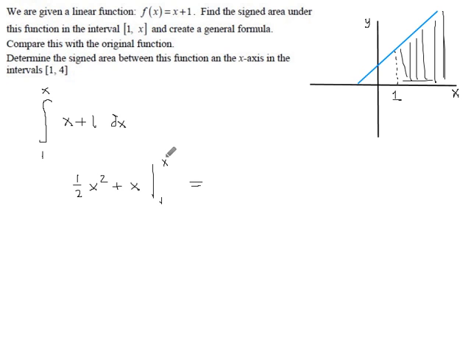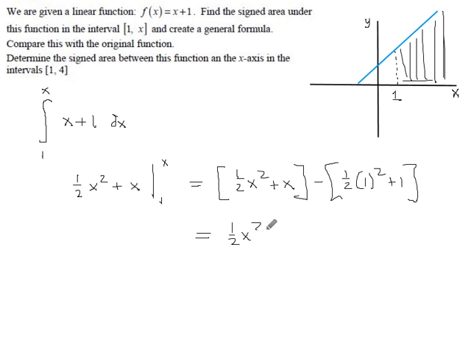So this first part says everywhere there's an x in this expression, replace it with x, which is silly. 1 half x squared plus x minus, and this says everywhere there's an x in this expression, replace it with 1. 1 half times 1 squared plus 1, and now we clean up. 1 half x squared plus x minus 1 half, and minus 1. So we get 1 half x squared plus x minus 3 over 2. And that should be our area.